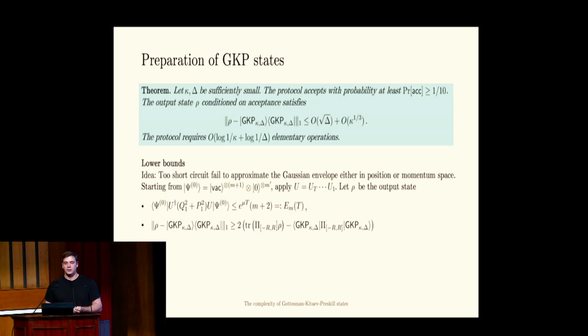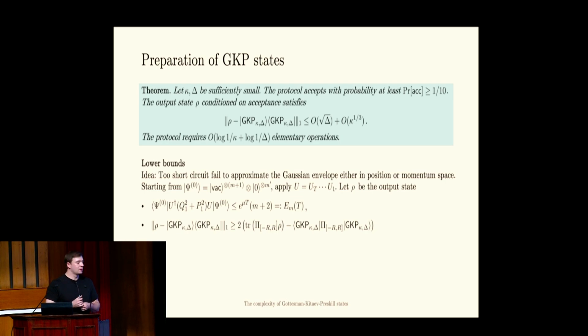So again, you can ask, can we derive lower bounds, or is this protocol optimal? The idea is that if a circuit is too short, then it fails to approximate the Gaussian envelope either in position or in momentum space. So a too short circuit will generate a state that is too strongly located around the origin. So this is the idea.